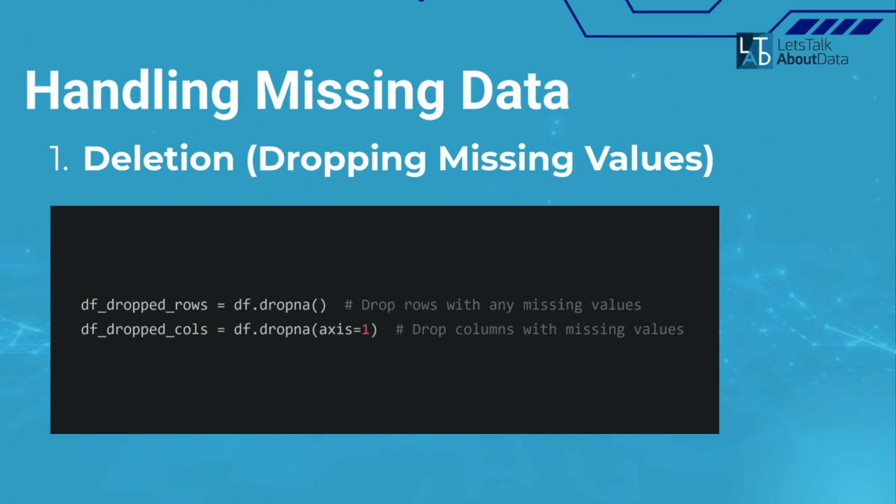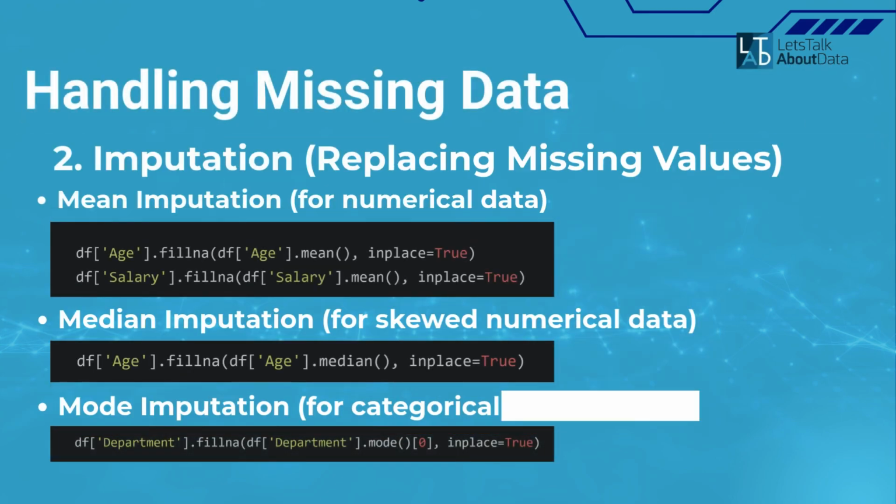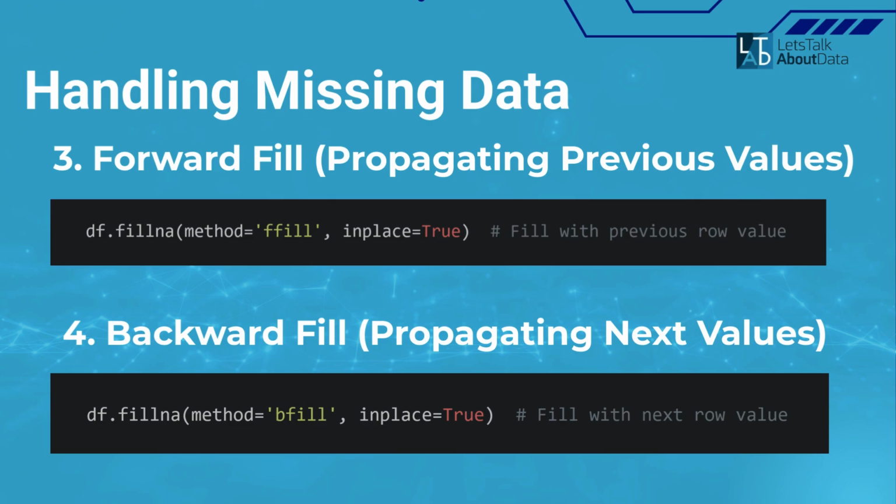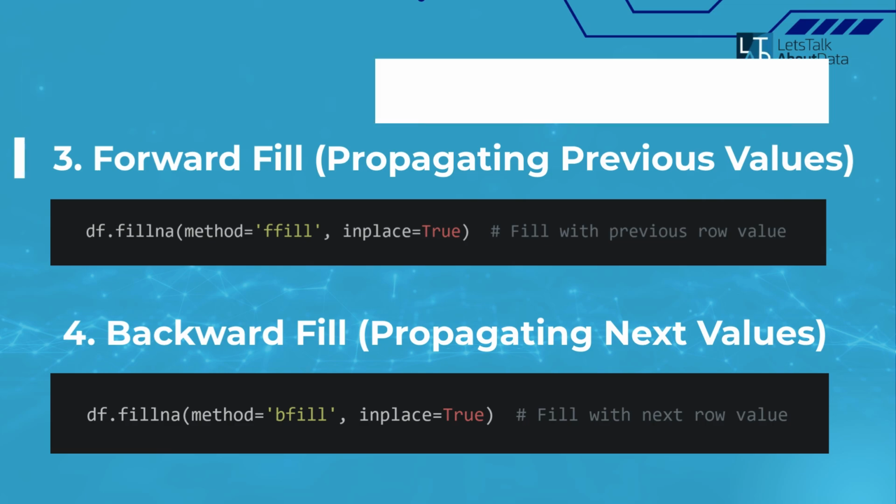For example, in Python with Pandas, you can use df.dropna to remove rows with missing values. And to fill missing values, you can use df.fillna with the mean, df.fillna with the median, or df.fillna with the mode. For forward and backward fill, use df.fillna with method equals ffill, or df.fillna with method equals bfill.